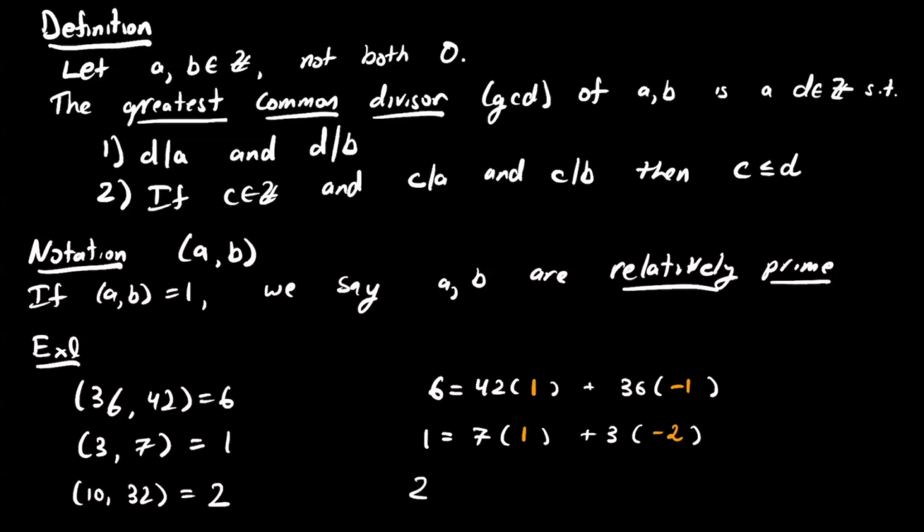I can look at 2, the GCD of 10 and 32, and ask myself, can I write 2 as a multiple of 32 plus a multiple of 10? Let's try to fill in these blanks here. So here we could say this is going to be 32 times 1 plus 10 times -3. This will give me 32 minus 30, which is equal to 2.